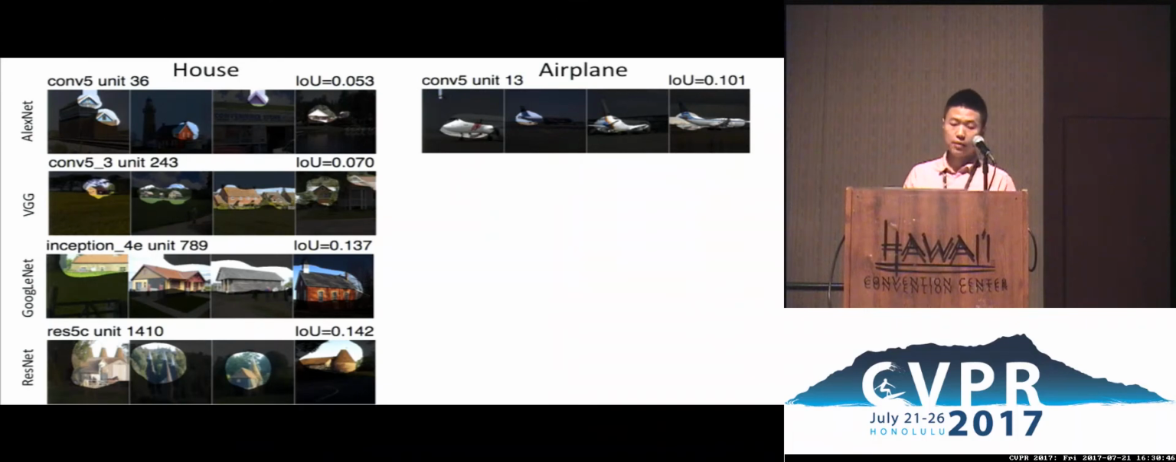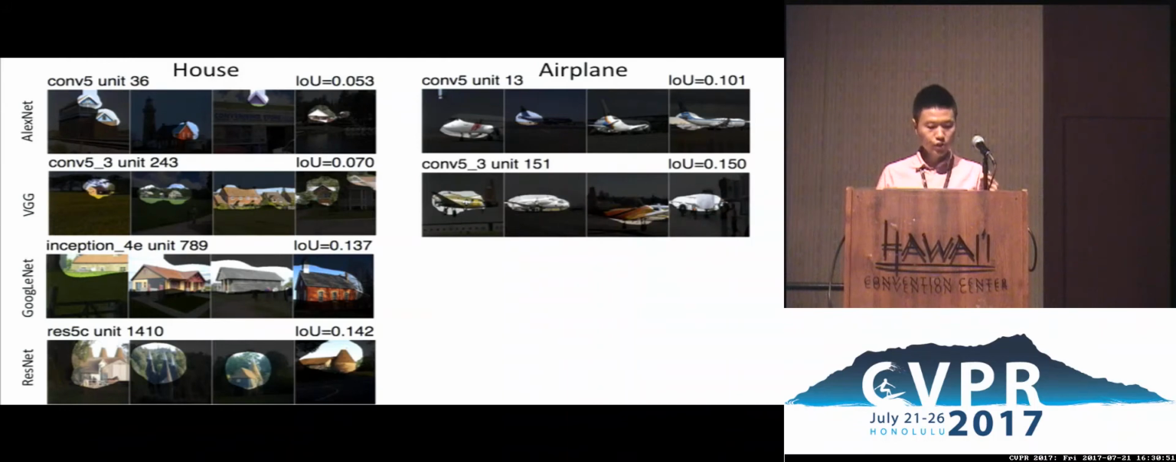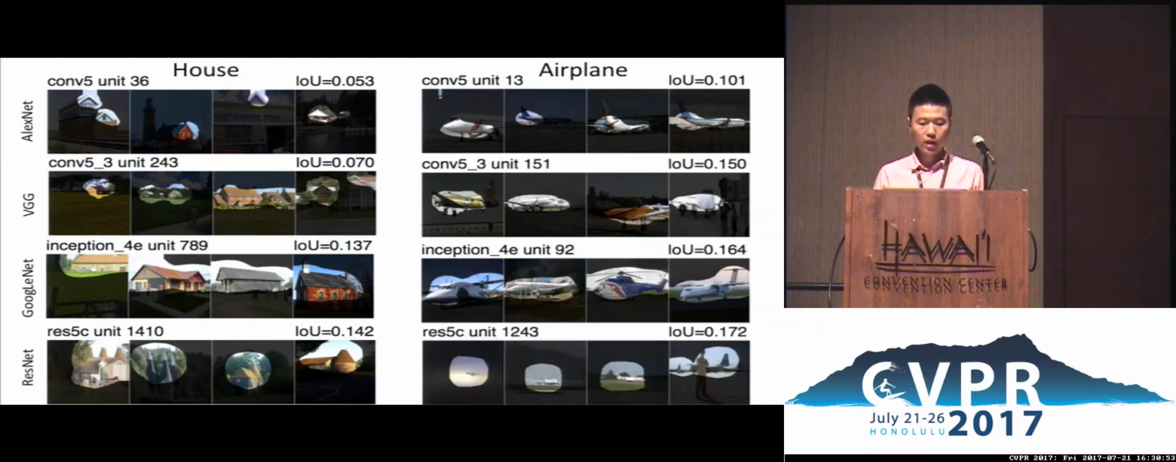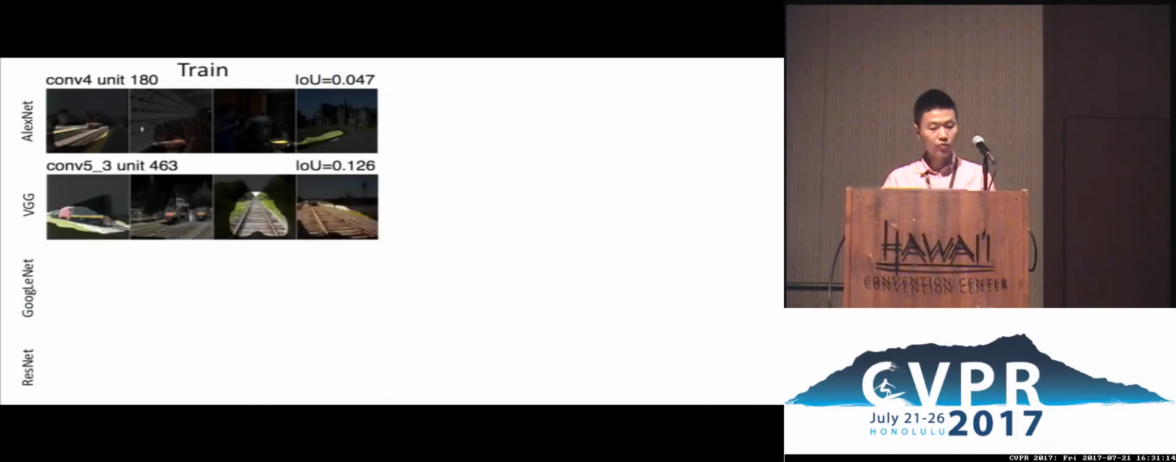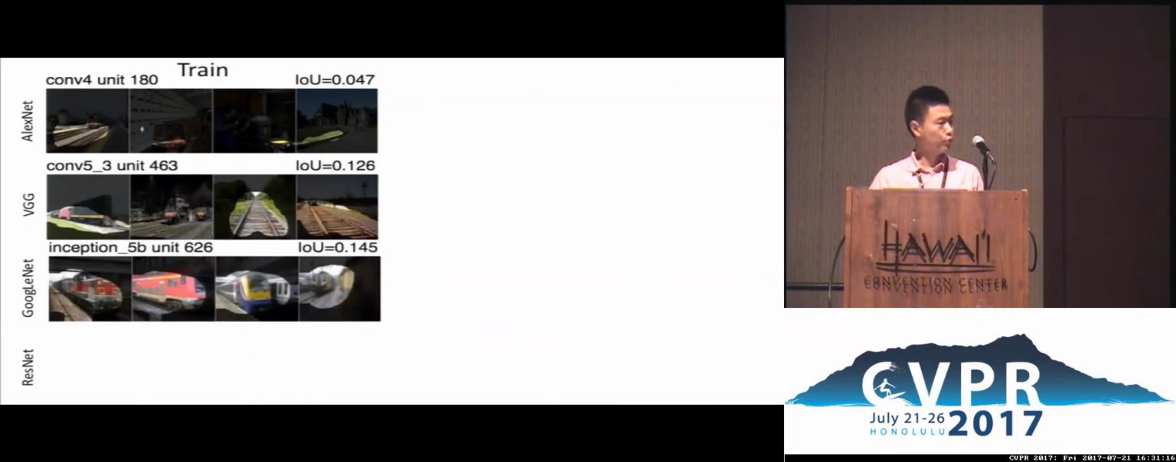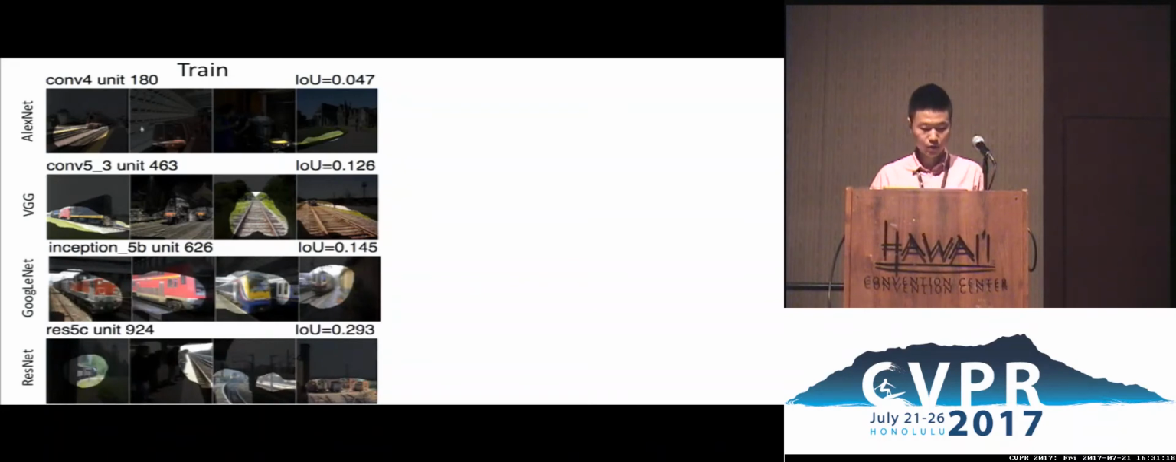Here we show another concept detector. Here's an airplane detector in AlexNet, in VGG, in GoogleNet, and in the residual network. The IOU for those detectors also increases across the architectures. And you can see this airplane detector in the residual network can even handle changes in the scale of the airplanes. It can handle some occlusion cases. Here we show another one, a train detector in AlexNet, in VGG, in GoogleNet, and in the residual network for train detection.